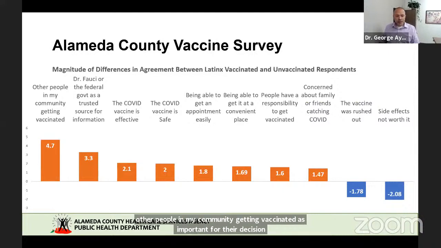You can see the magnitude of difference along the orange for vaccinated respondents. When you go to unvaccinated, the proportion of Latinx unvaccinated respondents who agreed that the vaccine was rushed out was nearly 1.8 times higher than for vaccinated Latinx folks. And the proportion of unvaccinated Latinx folks who agreed that side effects are not worth it was nearly 2.1 times higher than for vaccinated Latinx respondents.